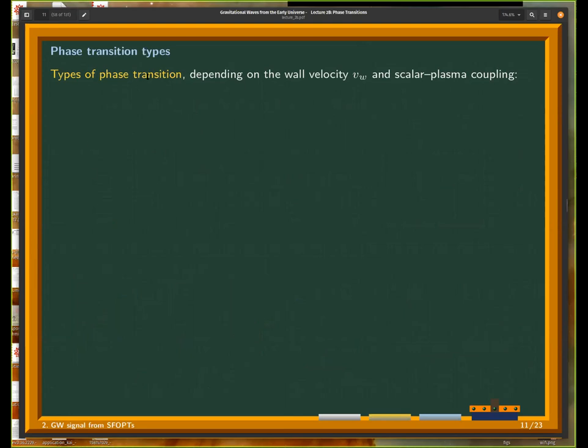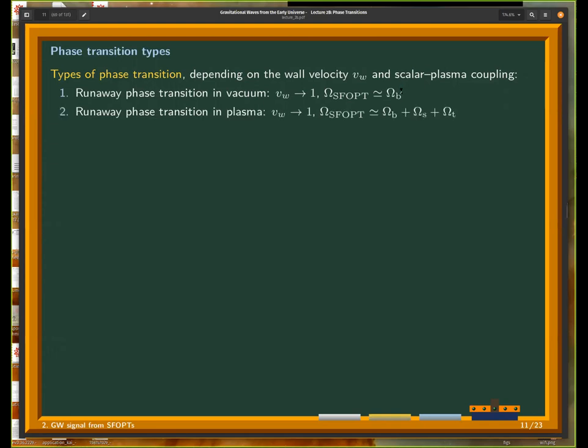These types of phase transitions can be classified according to the velocity of the bubble walls and the coupling between the scalar field and the plasma. All right. So the first case, a very simple case, would be a runaway phase transition in vacuum. In this case, I only have a very weak coupling between the scalar field and the plasma, maybe no coupling at all. And then there's no friction acting on the bubble walls, and they can just accelerate until they reach the speed of light. And in this case, really the only source of gravitational waves comes from bubble collisions.